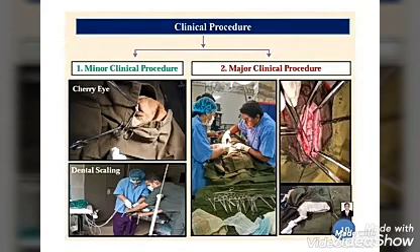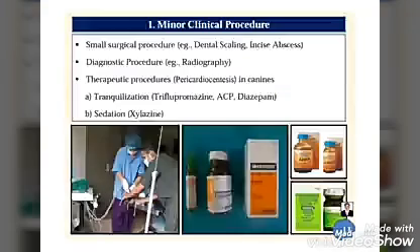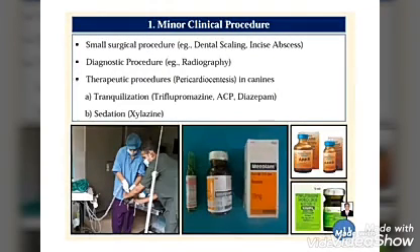Mainly two types of clinical activity are performed in our clinics. One is minor clinical procedures and the other is major clinical procedures. Minor surgical procedures like dental scaling, incising an abscess, certain diagnostic procedures like radiographic examination, and therapeutic procedures like pericardiocentesis in canines can be performed under tranquilization and sedation, using them along with other preanesthetic drugs in combination.